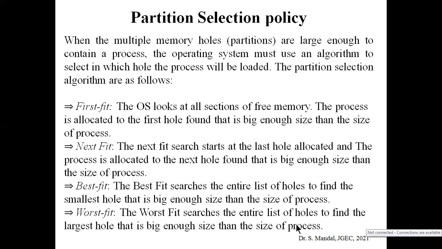So first fit will start to find the first hole. Next fit will try to find a suitable hole starting from the last one. Best fit will try to find the smallest hole that is big enough to allocate that process, and worst fit will try to find the largest hole that is big enough to allocate the respective process. So these are the four techniques used for the partition selection or hole selection policy for a new process.